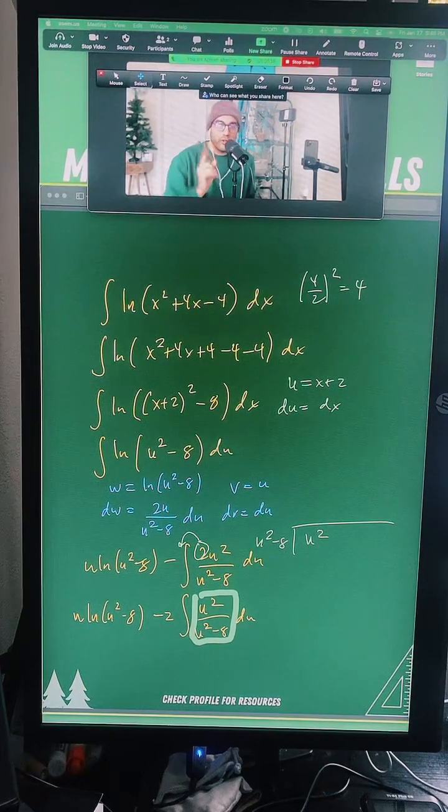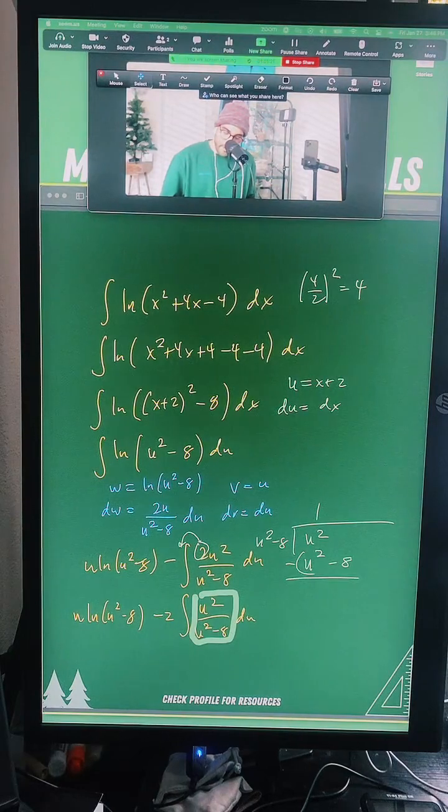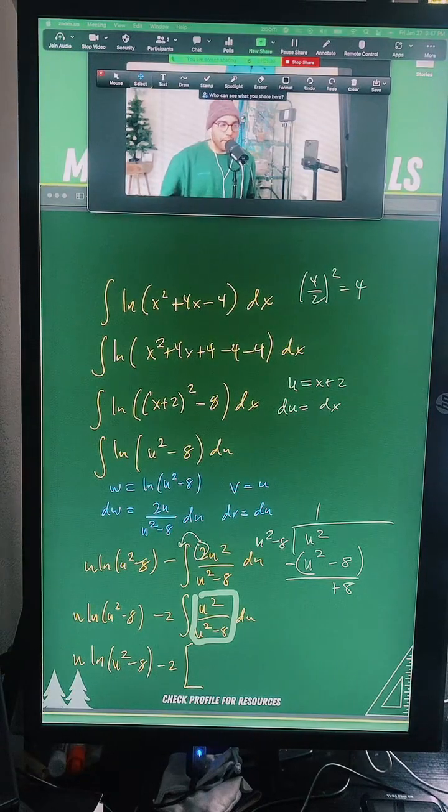Let me show you how I'm going to simplify this, okay? Using long division, what do I need to multiply u squared by to get u squared? It's 1. So that's u squared minus 8. And then when I subtract this, I get plus 8. So this is my new integral, guys: u natural log of u squared minus 8 minus 2. Let's not worry about the minus 2 just yet. This is going to be the integral of 1 plus 8 over u squared minus 8 du.